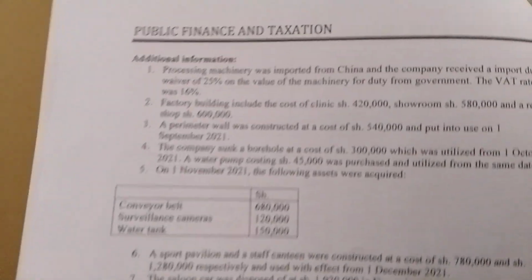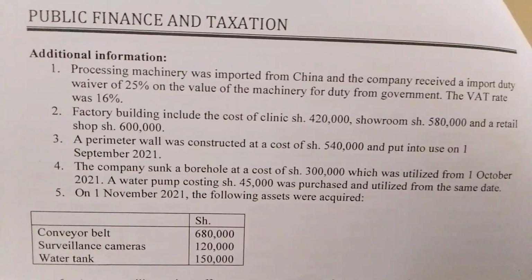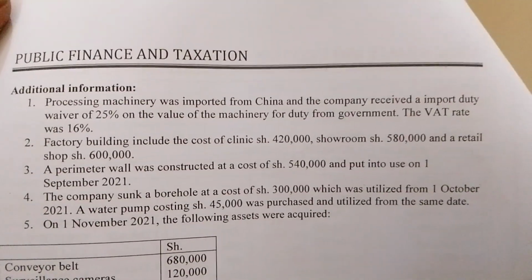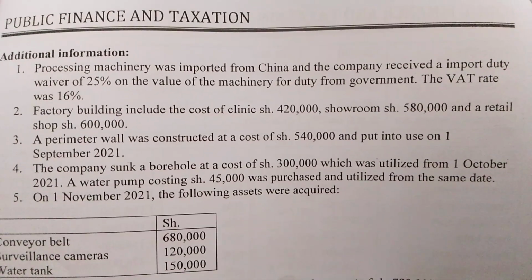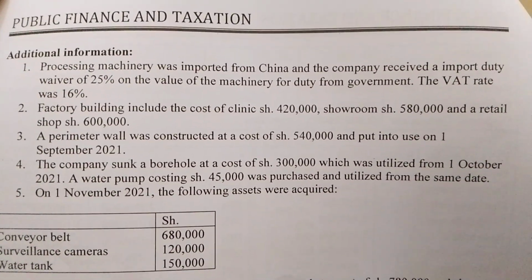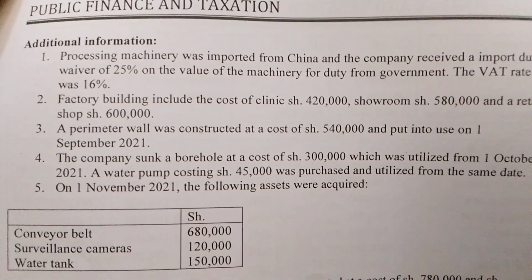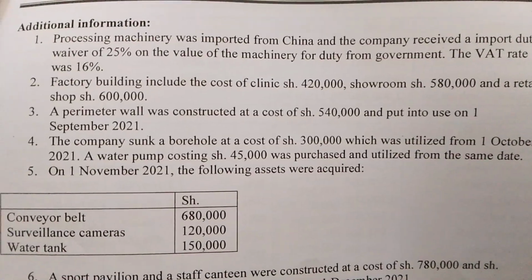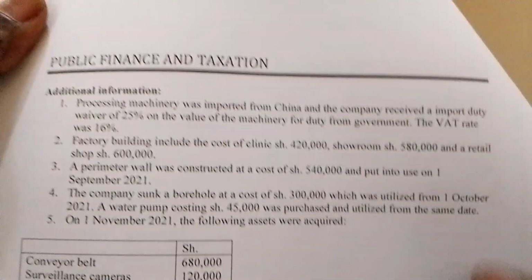Additional information. You are told processing machinery was imported from China and the company received an import duty waiver of 25% on the value of the machinery for duty from government. The VAT rate was 16%.